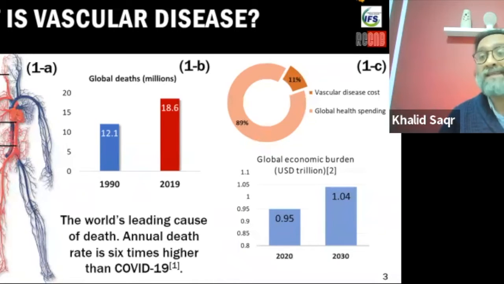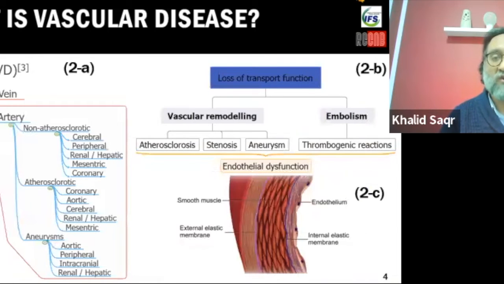This whole group of conditions constitutes the world's leading cause of death. Every year, more than 18 million people die from vascular disease and complications such as coronary heart disease, cerebral aneurysm, ischemic stroke, and aortic heart disease. It's a staggering death toll compared to COVID, for example. It's almost 6 times higher than the annual death from COVID-19 in the past 2 years. The global cost of vascular disease represents 11% of the global health spending, according to 2020 statistics. The cost is expected to head north of $1 trillion by 2030. This is all we know about the cost of vascular disease, but definitely there are more hidden costs that do not come in these kinds of statistics.